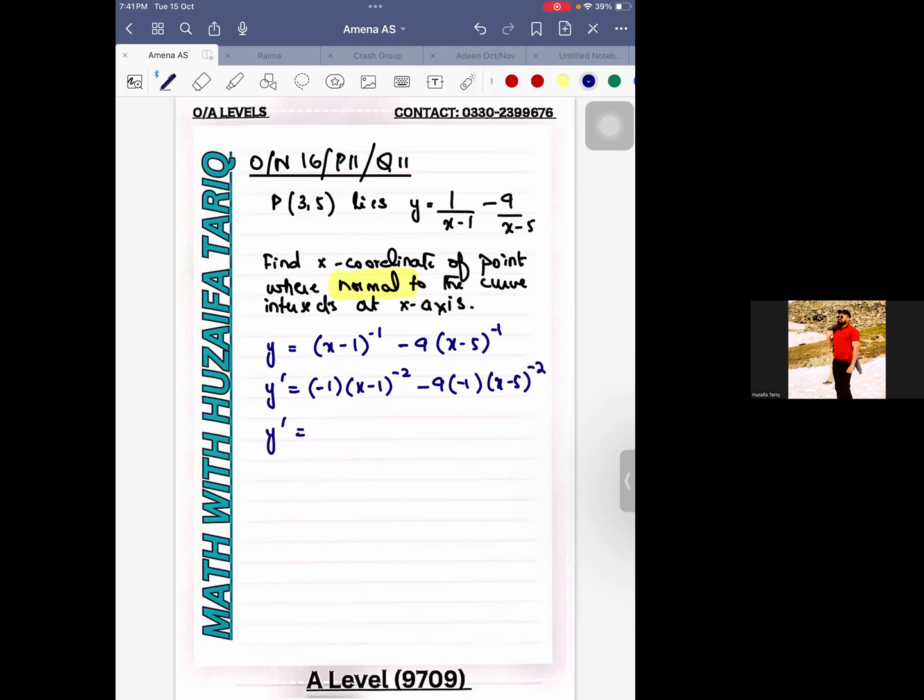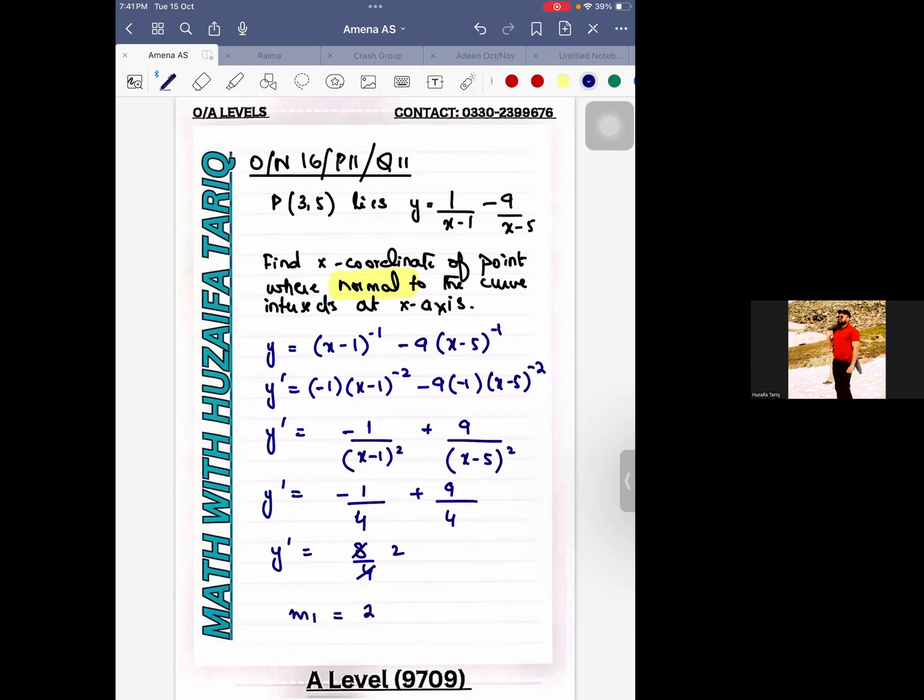So y bar is equals -1 upon (x minus 1) whole square plus 9 divided by (x minus 5) whole square. Right? Now in the next step, you have to substitute the value of 3, which is given. This x coordinate 3 should be substituted in the equation. It will be 3 minus 1, that is 2 square, which is 4, plus 9 divided by the value of x, which is 3. 3 minus 5 is -2, and -2 square is 4. So y bar is equals 9 minus 1 is 8 divided by 4. So it will be 2, that is, gradient m1 is equals to 2.